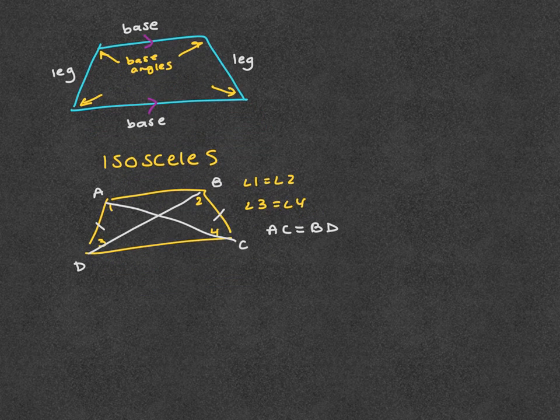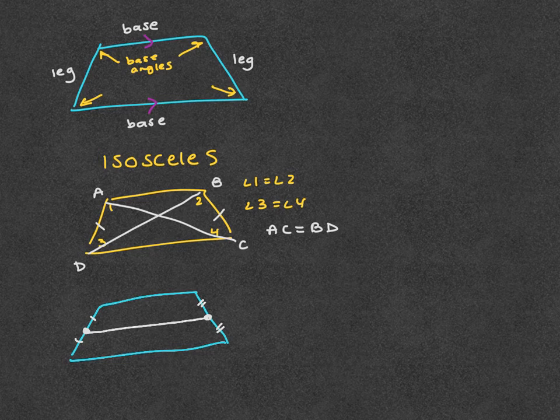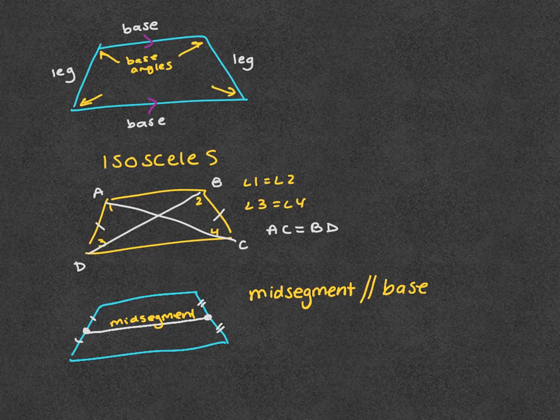Then we added in the mid-segment. So the mid-segment joins the midpoints of the two legs. And we said the mid-segment is parallel to the bases. So these, all three, would be parallel to each other. And its length is 1/2 the sum of the bases.